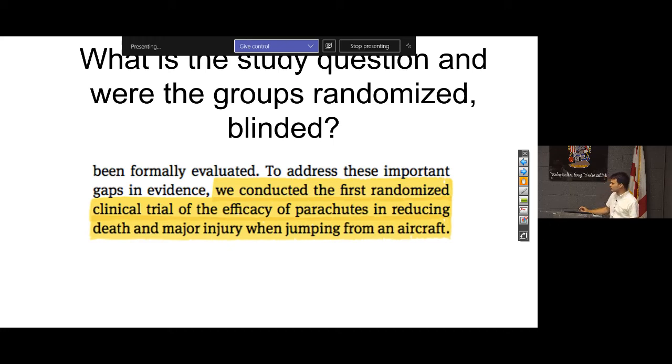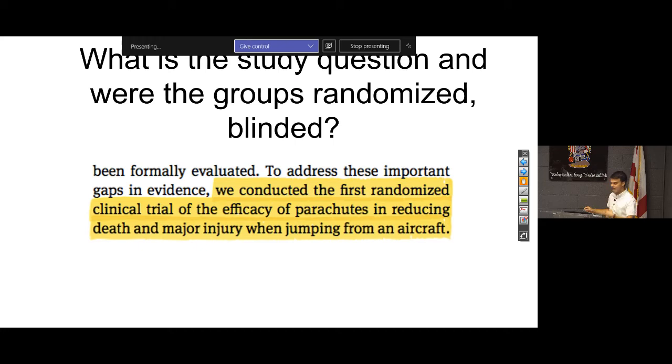So the first question that I always ask is, what is the study question? Were the groups randomized and was this blinded? So our study question, this is from the introduction. Essentially, it's asking for the efficacy of parachutes in reducing death and major disability when jumping out of an aircraft. So that's what we care about. I don't care if I sprain my ankle when I jump out. I want to know when I land, am I dead or do I have major traumatic injury? So the study question actually is relevant. Would you agree? It's pretty good.